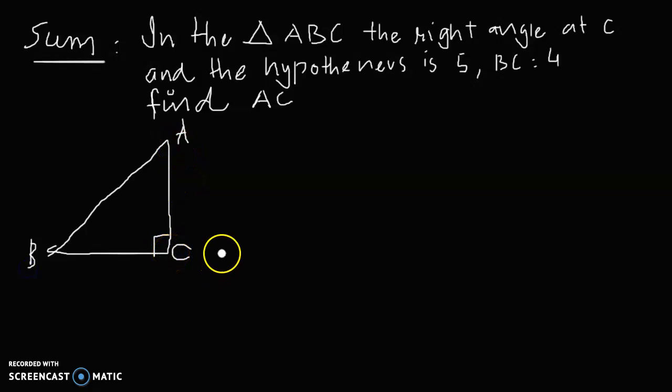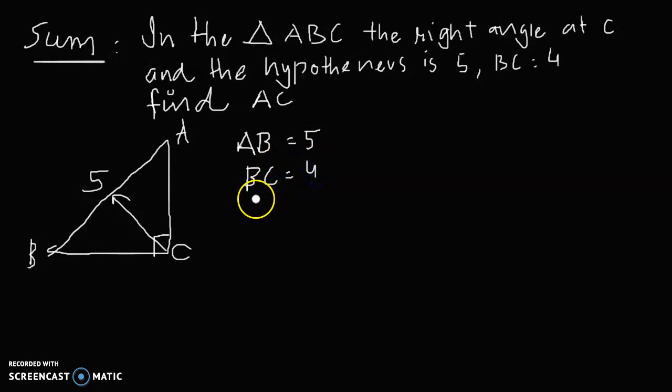Now, BC is equal to 4. So what is given? The right angle at C and the hypotenuse is 5. So this is the hypotenuse. This is opposite the right angle. So AB is 5. So we can write down AB is equal to 5. BC is given. BC is equal to 4. And we have to find AC.